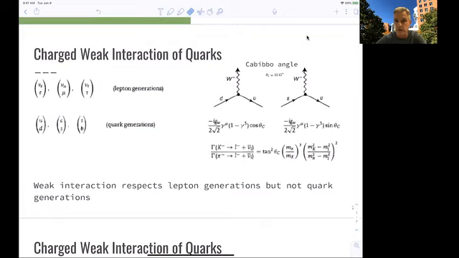So we observe that the weak interaction respects the lepton generation, meaning that W couples to an electron and an electron neutrino, but not an electron and a muon neutrino. But in the case of the quarks, there is a violation of this. So there is a disrespect of the quark generation when it comes to the interaction with W. So when you investigate these two diagrams here, you find that the W couples to the U quark, to the D quark and the U quark, but it also couples to the S quark and the U quark. All right.